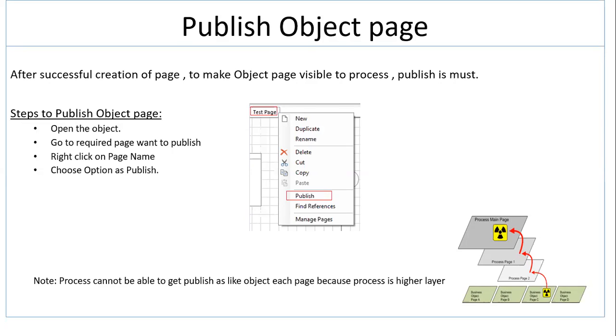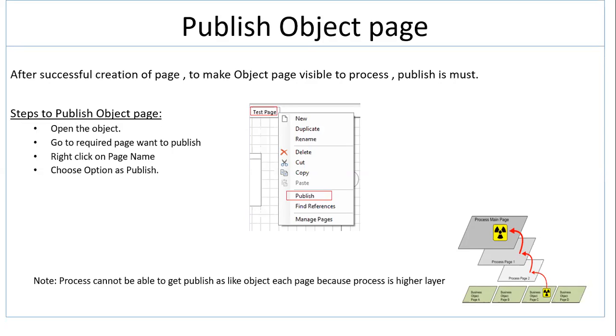Don't get confused between publishing in a process and in an object. In a process, you publish the process so that it becomes visible to the control room to run. You are not going to publish a process page by page. You publish the process only in the main page, from the process information pop-up.